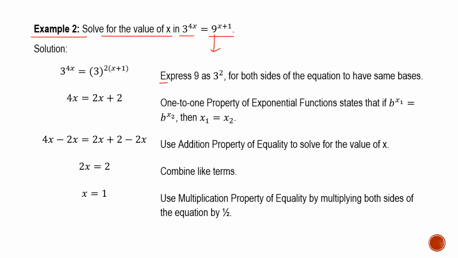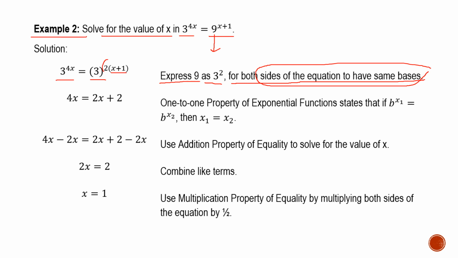Here we can express 9 as 3 raised to 2 because 3 multiplied by 3 will be equal to 9, so that both sides of the equation have the same bases. Our main target here is to have both sides of the equation with the same bases. We really need to make sure that base sub 1 is equal to base sub 2 for us to conclude that your exponent 1 is equal to your exponent 2. In this case, we copy your left side, then we express your 9 as 3 raised to 2, then we copy your exponent x plus 1.